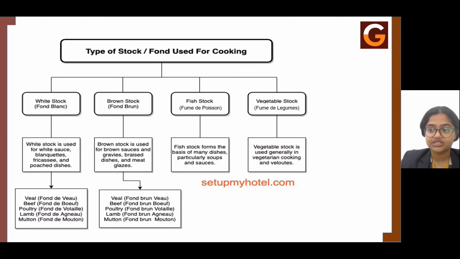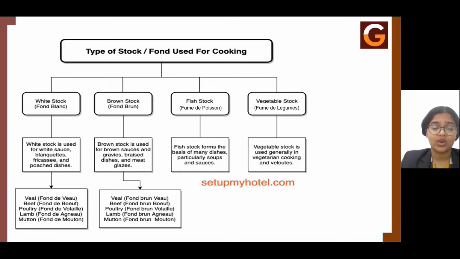Now this stock is classified into 4 types. Okay, what are these 4 types? These are the basic stocks that are always there in any hotel that you go to. These 4 stocks are widely prepared. The first one is the white stock, then brown stock, fish stock, and vegetable stock.